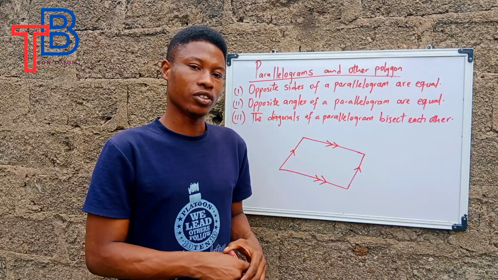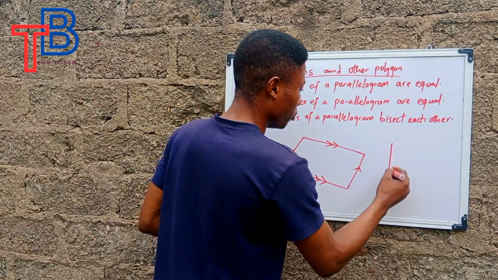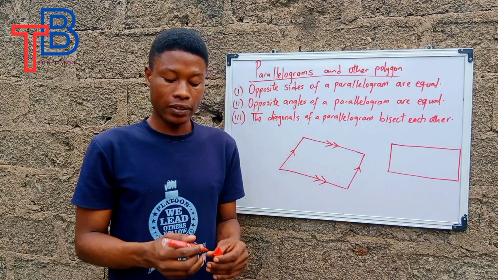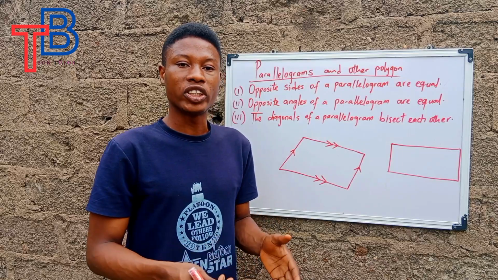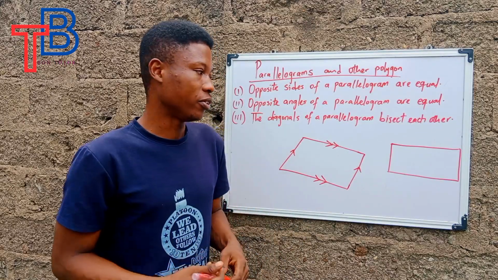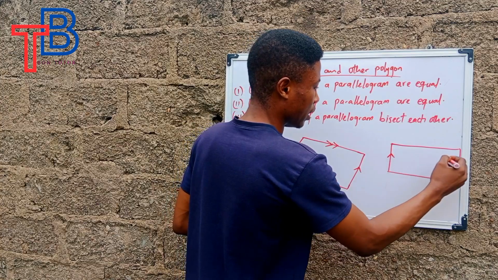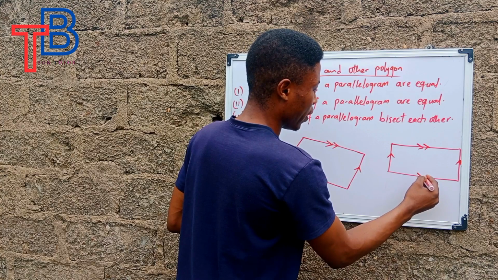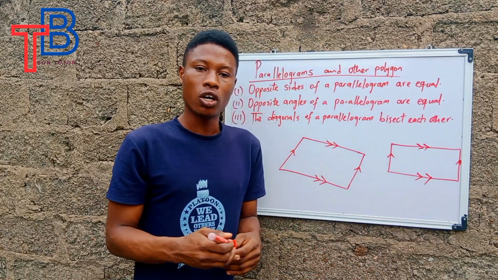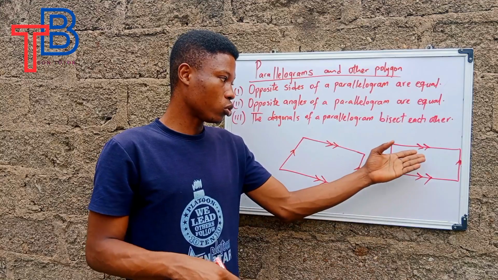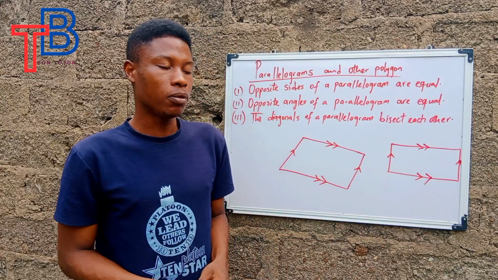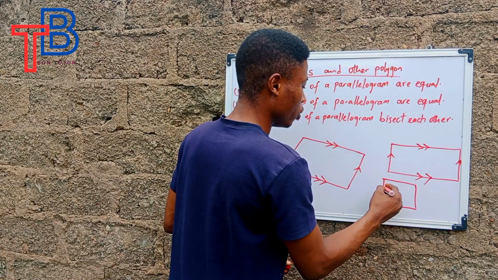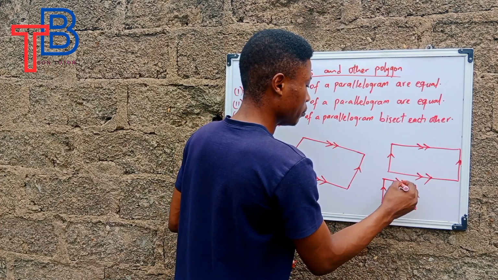I used to ask a question: is a rectangle also a parallelogram? Yes, we can say a rectangle is also a parallelogram, but it is a special parallelogram. You can see this line and this line are parallel to each other, and also this line and this line are parallel to each other. Because of that, it is also a parallelogram. The same thing applies to a square. A square also is a parallelogram.